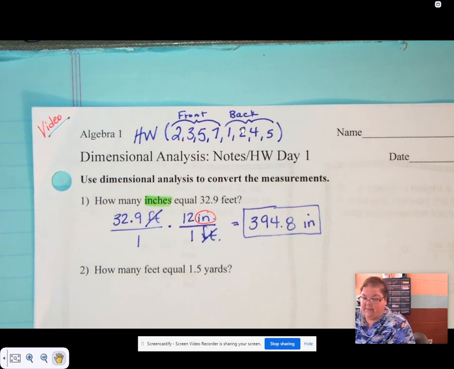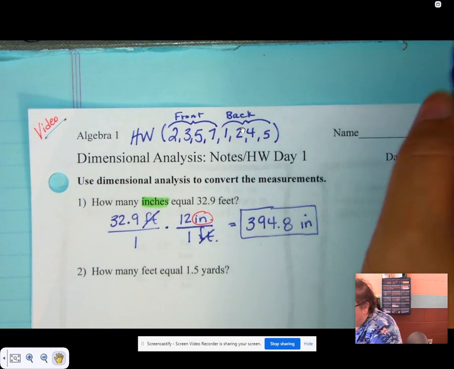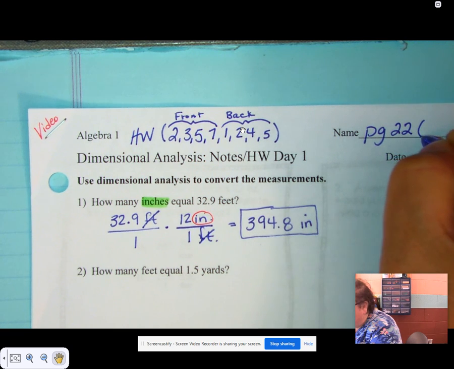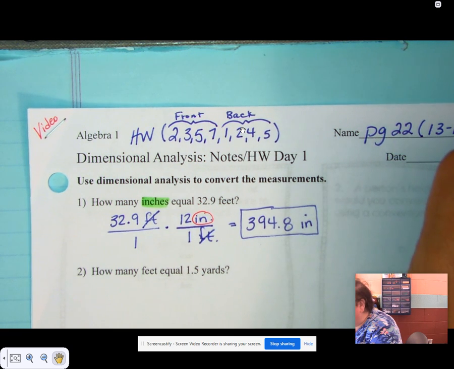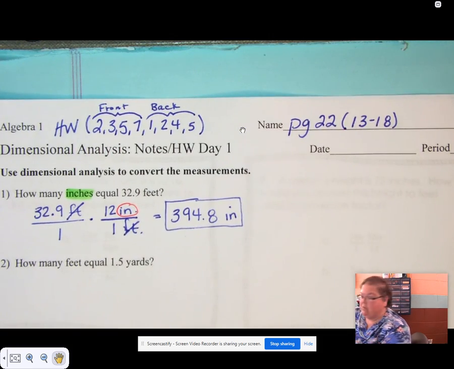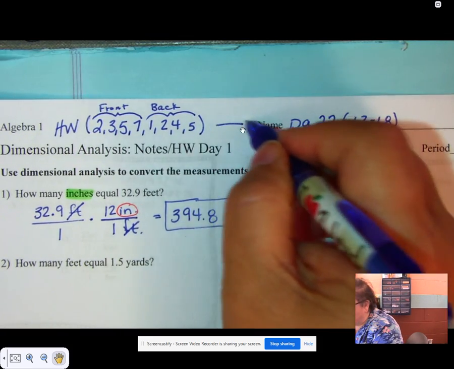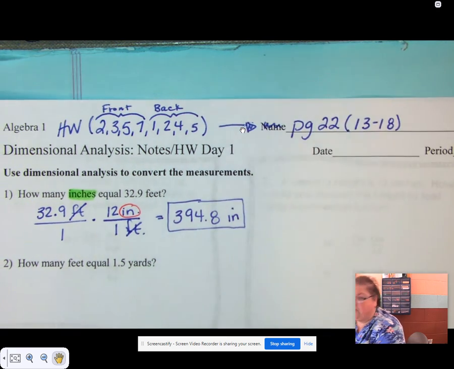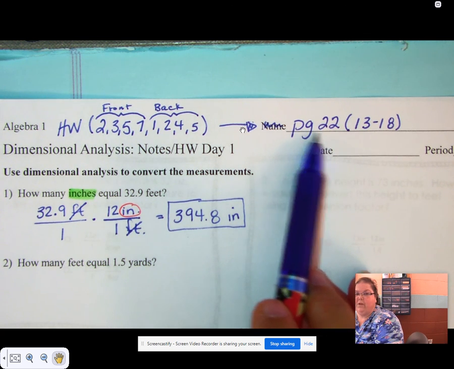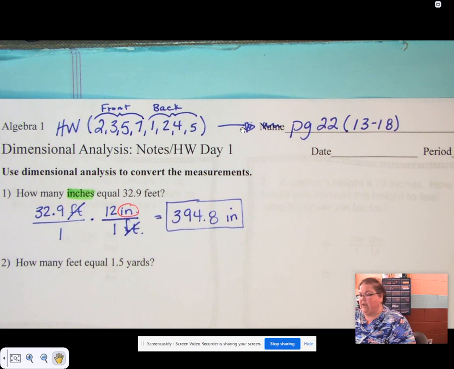Along with that, we are going to get answers out of our textbook. So page 22, 13 through 18. And that's just 5 problems there. Okay? So this is the homework. Finish the worksheet, front and back, and then in your textbook, do page 22, 13 through 18.